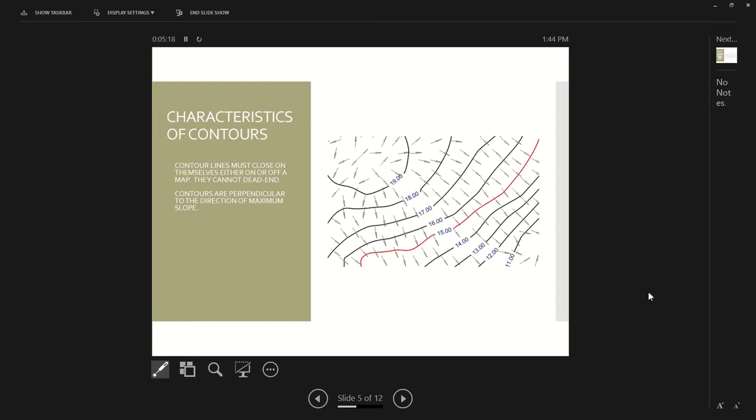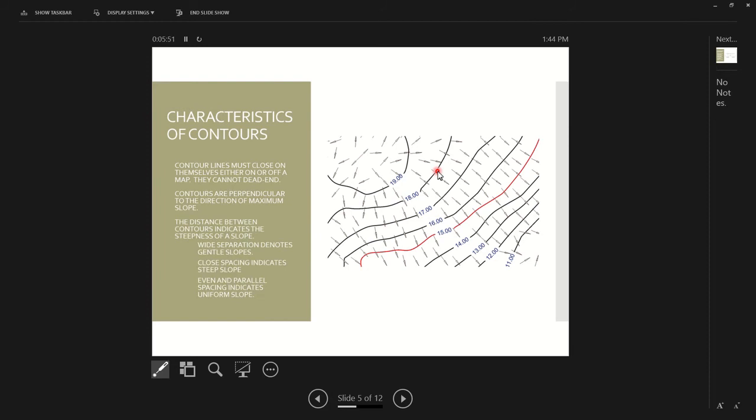Contours are perpendicular to the direction of maximum slope. So if you look at this map here that I have, these flow arrows are showing that water is flowing perpendicular to the contour itself. Okay, so if you look at a contour, you're always going to know which way water is flowing based on the direction of that contour. So water always flows perpendicular to the contour.